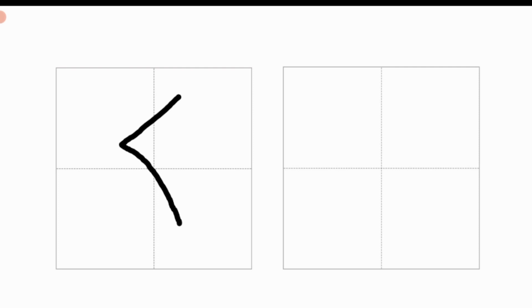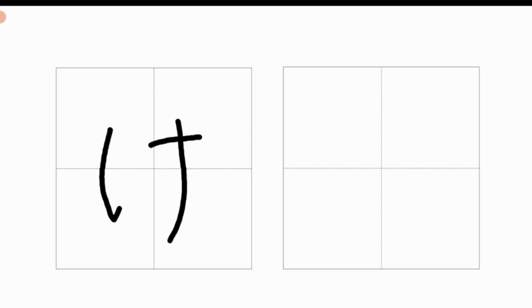The next one is ke. This one is easy to keep balance. And here are the 3 strokes like this. Okay, so watch me carefully and notice the order of the strokes. So first, draw a vertical line on the left. Second, draw a short horizontal line at the top on the right. And third, draw a short diagonal line. This is a completed ke.